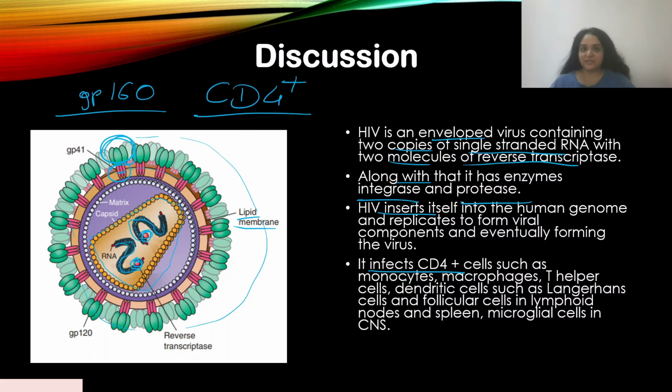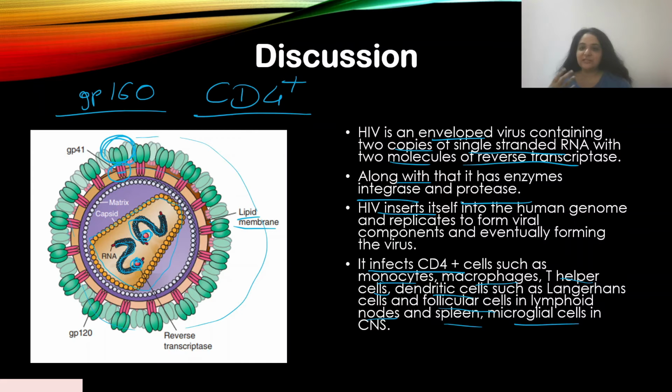So CD4 plus cells, I mean, plus is where CD4 is present. Okay, such as monocytes, macrophages, T helper cells, dendritic cells. Now dendritic cells such as Langerhans cells, which are present underneath the epidermis, and follicular cells in lymphoid nodes and spleen. Okay, that's also another dendritic cell. Now also in the CNS, the microglial cells contain CD4. Okay, so these are the list of CD4 plus cells. Now the HIV is only attracted to CD4 plus cells. Okay, it really wants that. It will just go there and infect those cells only.